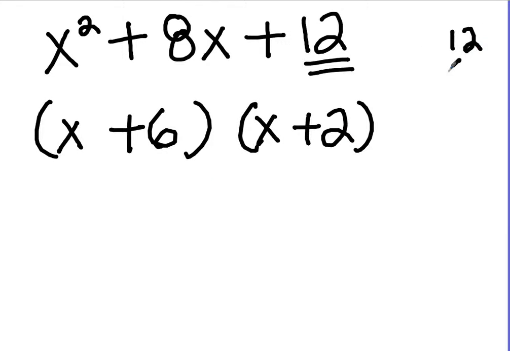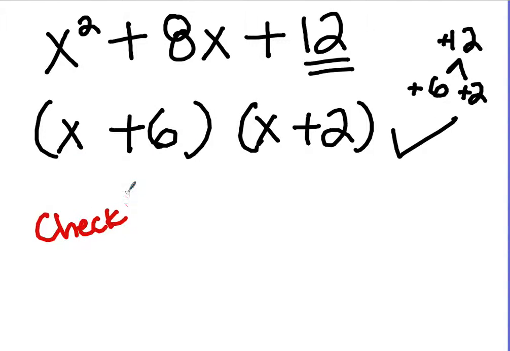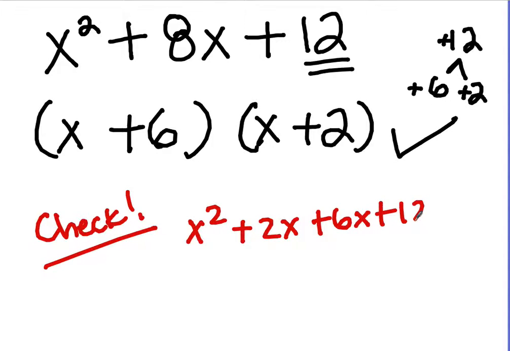Yeah, 2. So if I look at 12, 6 times 2, let's just check for our signs. So it's a positive 12. Positive 6 times positive 2 gives me positive 12. Positive 6 plus positive 2 adds up to positive 8. So this is correct. I can check my work again by foiling. When I multiply, x times x, squared plus 2x plus 6x plus 12, and that gives me the original, so I know that I did my work correctly. High five. Okay, next problem.